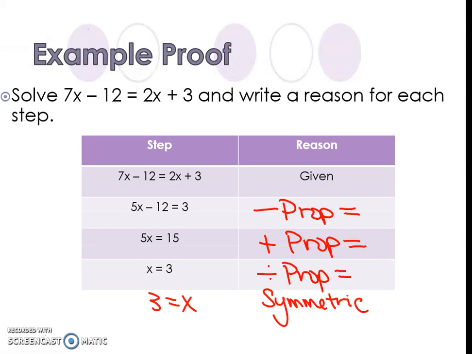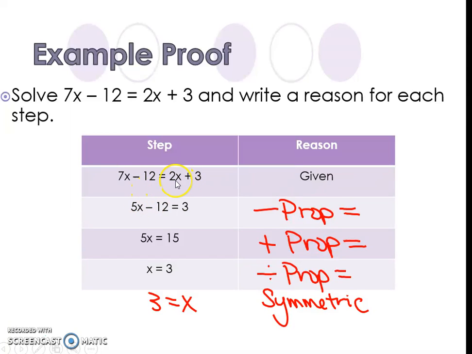So, an example of an algebraic proof: you have to solve 7x minus 12 equals 2x plus 3 and write a reason for each step. So, this has a variable on both sides. The first step is here. That's the problem. We're going to solve for x. That's given. Given means they're going to give you the problem.